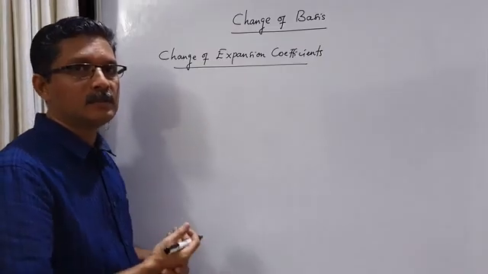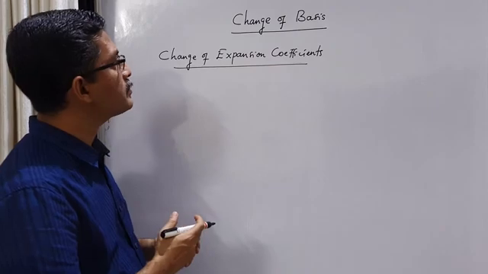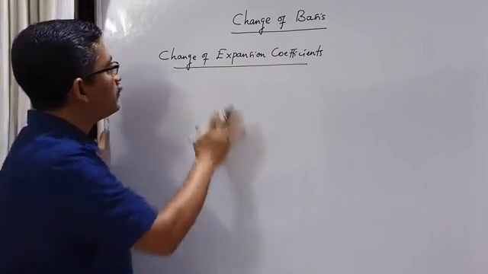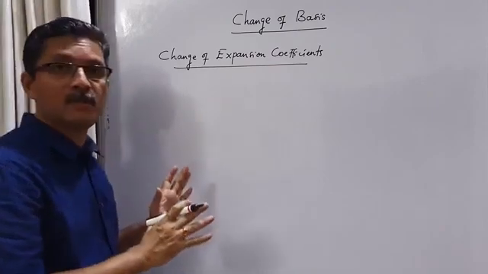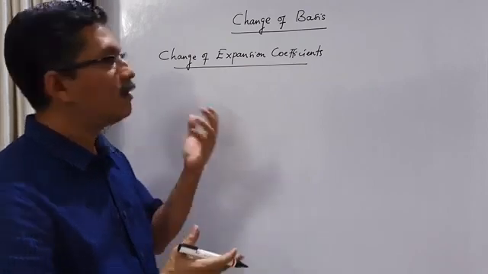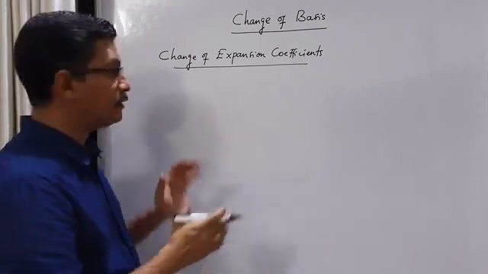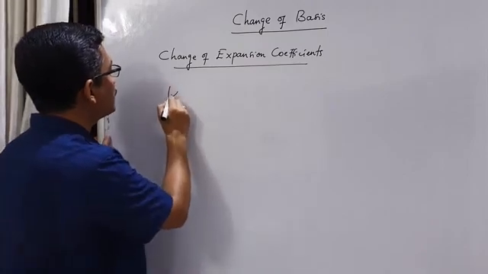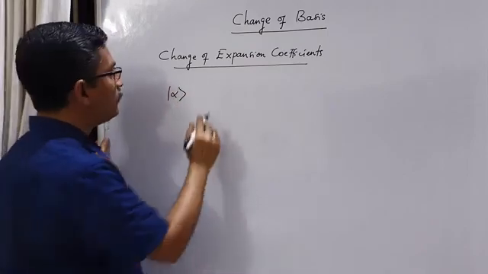Let us continue the discussion on the change of basis. This time let us look at how the expansion coefficients of a vector change under change of basis. The idea is this: we have a vector, a general ket vector alpha.